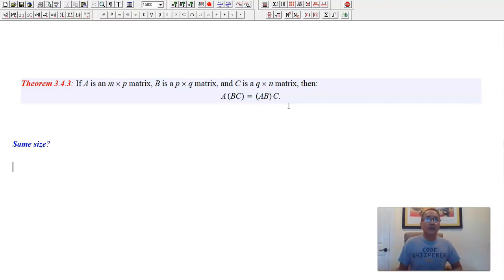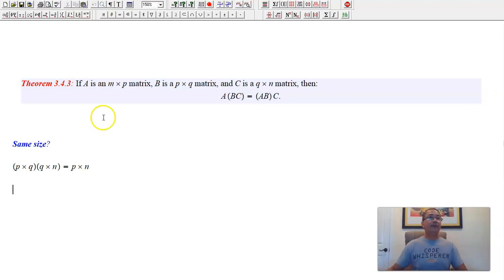Okay, so why are these two ways to multiply these three matrices together exactly the same? Let's start off with the size. Are they really the same size? Well, on the left we have B times C. B is P by Q, so that's how big B is. And then C is Q by N. So are they compatible? Yes, because the number of columns in B is the same as the number of rows in C. So the answer is a well-defined matrix, and it is P by N.